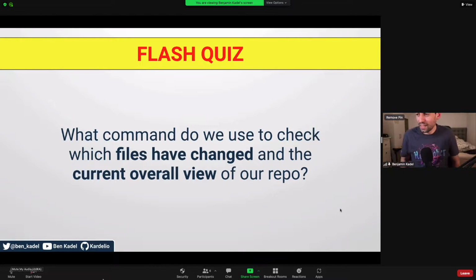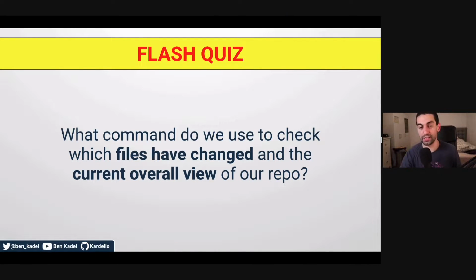Marvelous. What command do we use to check which files have changed and the current overall view of the repository? There's one command that we ask, hey, what's changed? Anyone know it? Git status. Lovely. Use that all the time. Every other command should be git status.